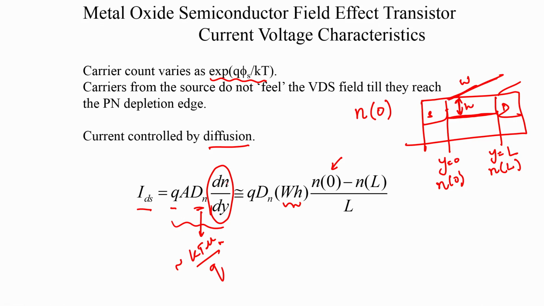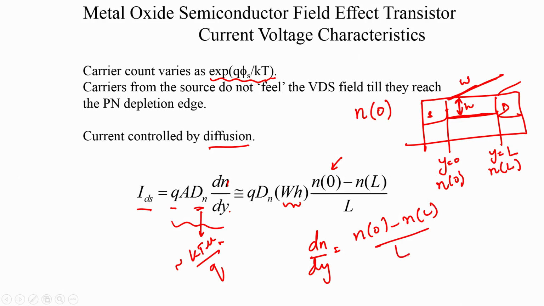And instead of getting a perfect estimate of n with respect to y that relates to the channel potential, we will make a big approximation here and say that dn by dy is simply n of 0 minus n of L divided by L. That is, the carrier concentration near the source minus the carrier concentration near the drain, divided by L. It is a big approximation, but nevertheless very useful to get a quick answer. Therefore we will now go ahead and compute dn by dy.